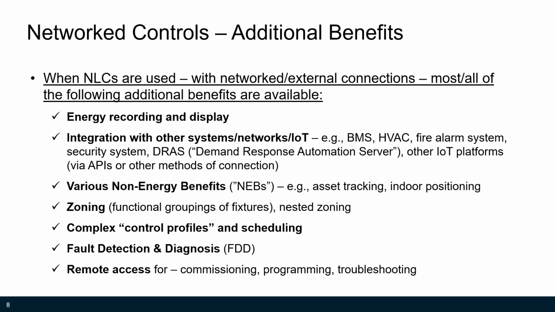In terms of benefits beyond just the typical control strategies that are all great and beneficial and provide lots of energy savings, once you use a network lighting control system, most, if not all, of these additional benefits are available. That will include energy recording and display, integration with other systems, networks, IoT, and so forth, a bunch of various non-energy benefits that we'll look at in greater detail.